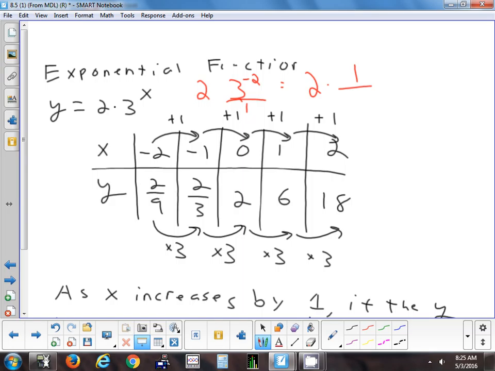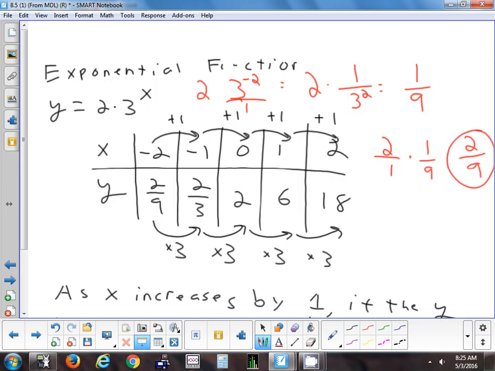3 to the second, right? Now the variable, the exponent, becomes positive. All right, we've got to simplify that more. It's going to become 1 over 9, right? Because 3 times 3 is 9. So I can do 2 over 1 times 1 over 9. I can multiply straight across: 2 times 1 is 2, 1 times 9 is 9. That's how we got the 2 9ths.